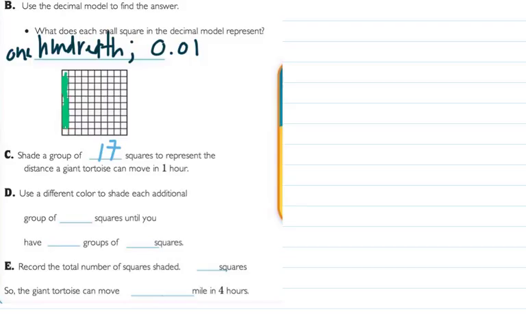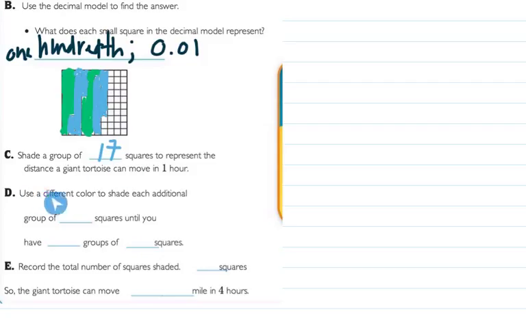So this is 10, 11, 12, 13, 14, 15, 16, 17. So we've shaded our first group and we have 17. Now it says to use different colors to shade each additional group. So boys and girls, remember, we're going to make how many groups? 4 groups. So boys and girls, this might be a good time to pause the video. As you can see, I've shaded 4 groups. 1, 2, 3, 4, and each group I've shaded 17 squares.